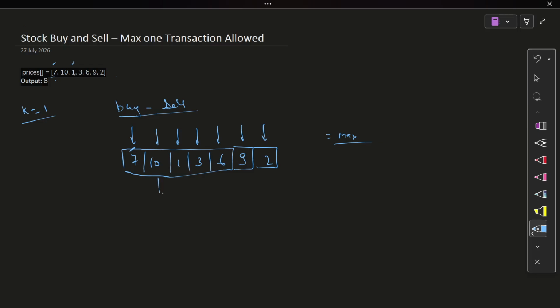Again, this one is buying price. i is here, j is here. Difference. This is buying price, 10 rupees is buying price. Selling prices are 1, 3, 6, 9, 2. We have to find the maximum. Again, this one is buying price and these are selling prices: 3, 6, 9, 2. So, what is the time complexity of this program? It will give TC of big O of n square.